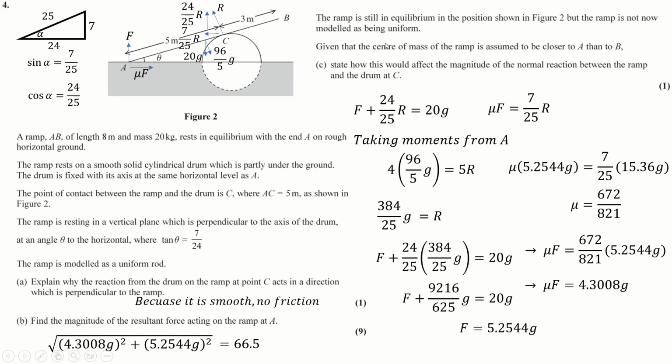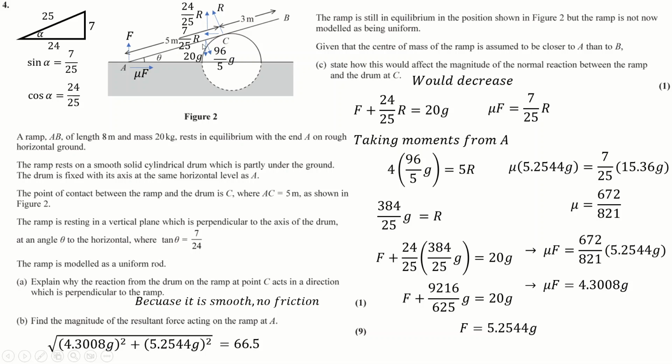Okay, so then there's some more stuff. It's in equilibrium, but it's not modeled being uniform anymore. Given the center of mass is assumed to be closer to A, so the center of mass is apparently coming down here somewhere. How would this affect the normal reaction? Well, it would decrease, right? Because if this force here, this 20G, is acting closer to here, that reduces the distance from here to here. And so this moment is decreased.